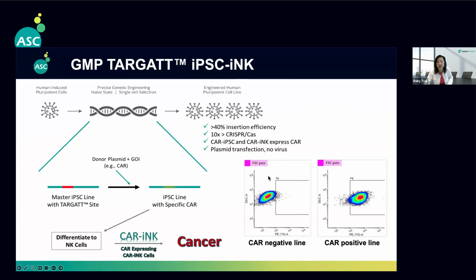And this is just one piece of data to show that CAR positive cells express CAR and negative cells do not express CAR. And so these CAR iNK cells can be used as a product to treat lymphoma. This is a collaboration project with our partners.